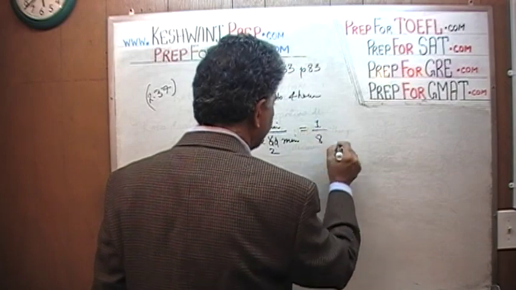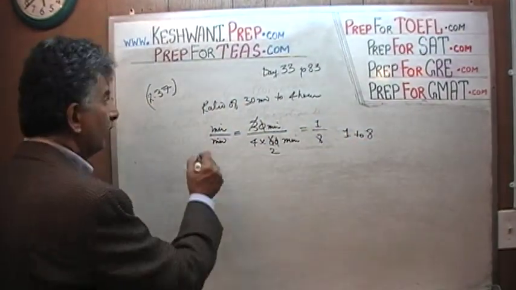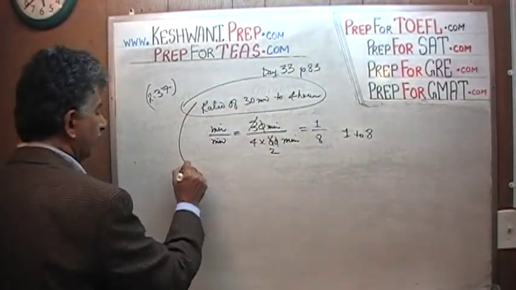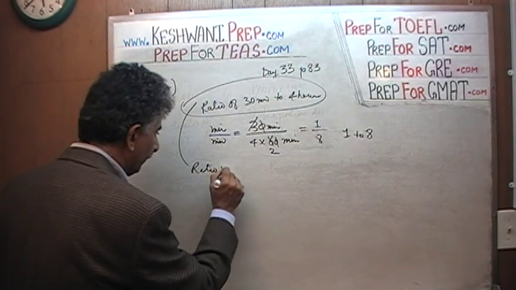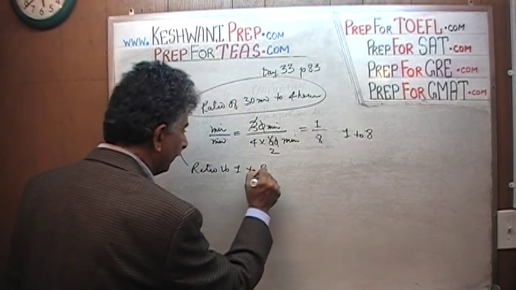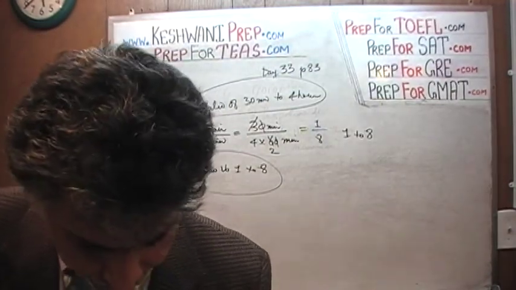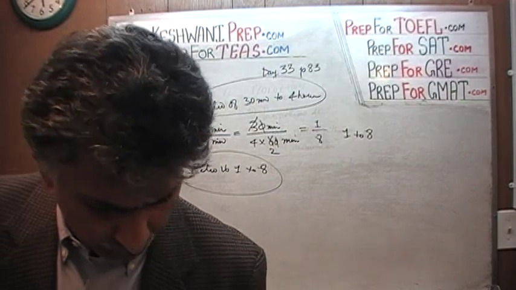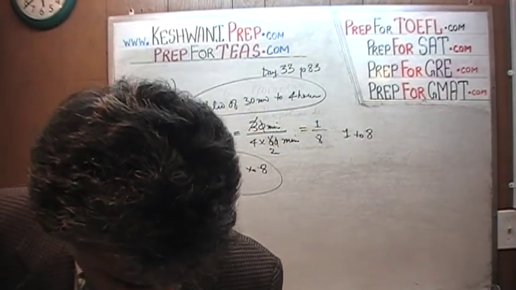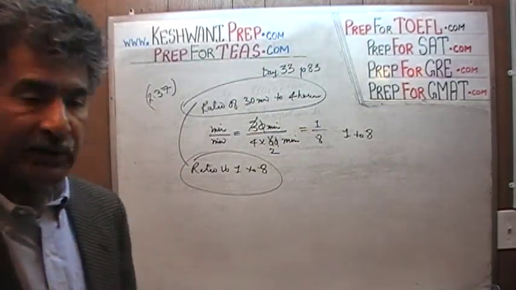1 to 8. This is how we say it. The ratio of 30 minutes to 4 hours. They're asking us what is that ratio. The answer is the ratio is 1 to 8. That's all. Number 2. As I said, it's written in a very annoying way. Number 2, which is on page number 83, 2.38.